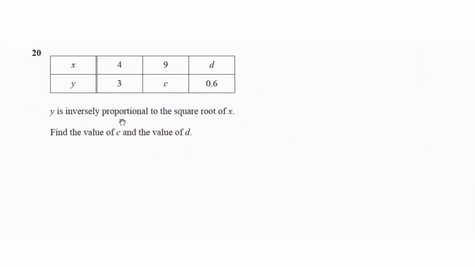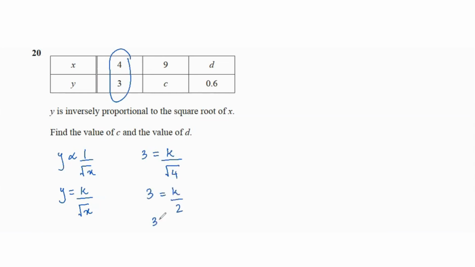Question 20 says y is inversely proportional to the square root of x. Find the value of c and d. Y is inversely proportional to the square root of x. So that's going to be y equals k over square root of x. And let's pick this first set of values to find the value of k, which is the constant of proportionality. So 3 equals k over square root of 4. 3 equals k over 2, and 3 times 2 equals k, which means k equals 6.